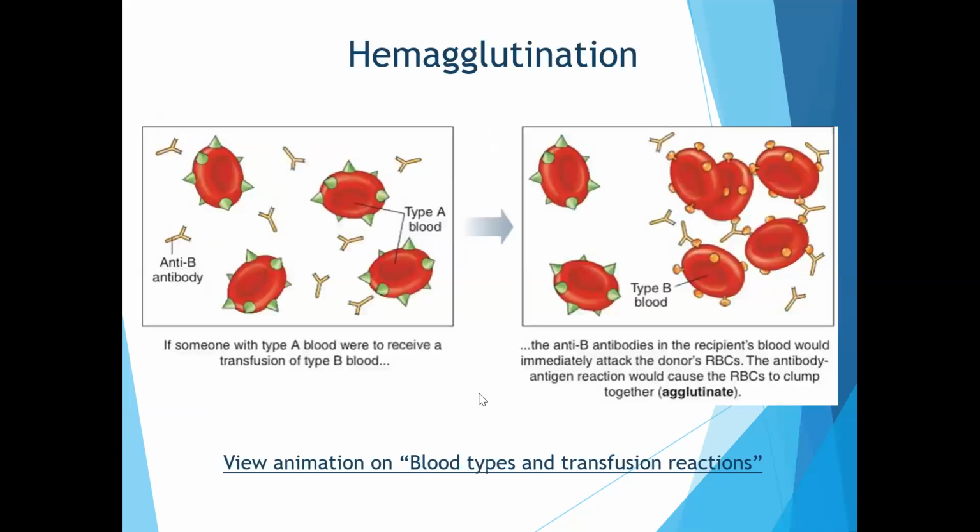So I'm going to circle back here for just a second. This is just that example that we talked through. That's that type A antigen, type A blood, A antigen, anti-B antibody. If we introduce type B blood with the B antigen, our anti-B antibodies are going to attack and basically will clump together.